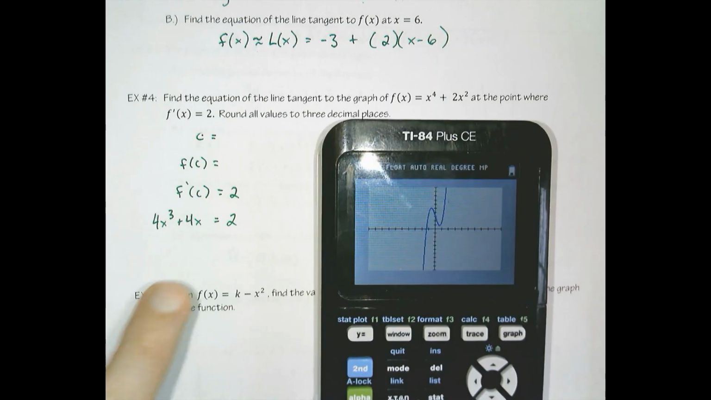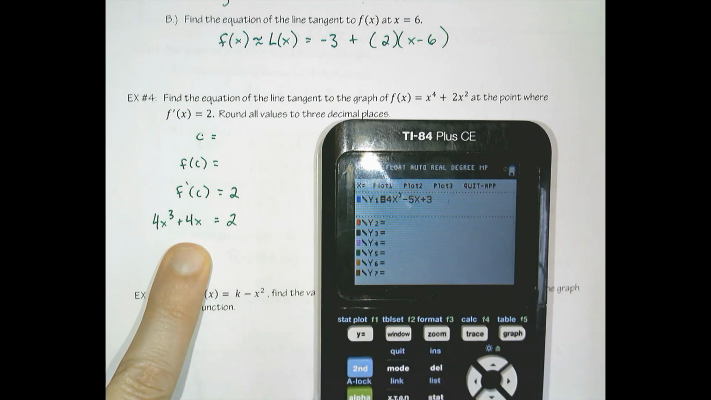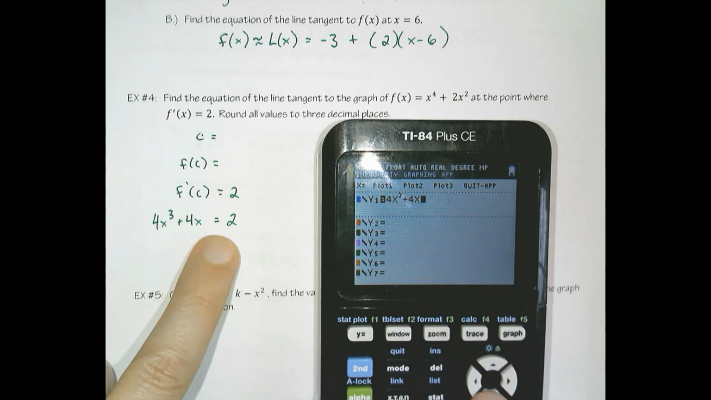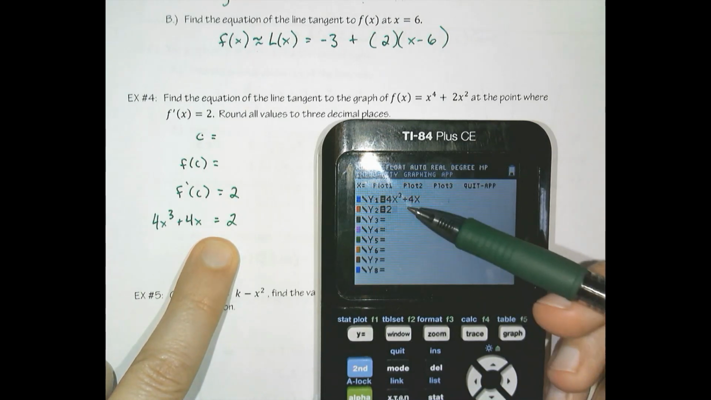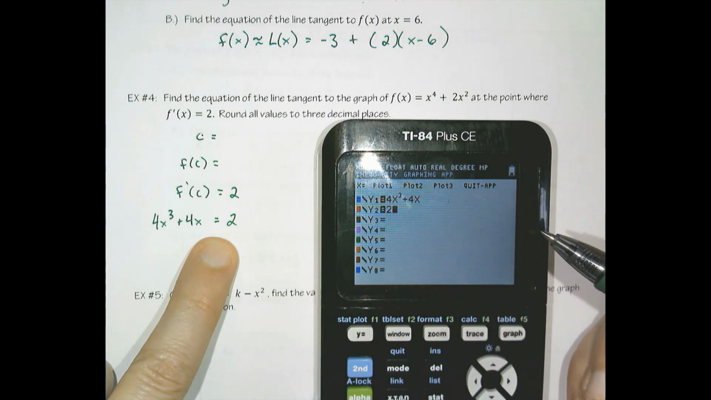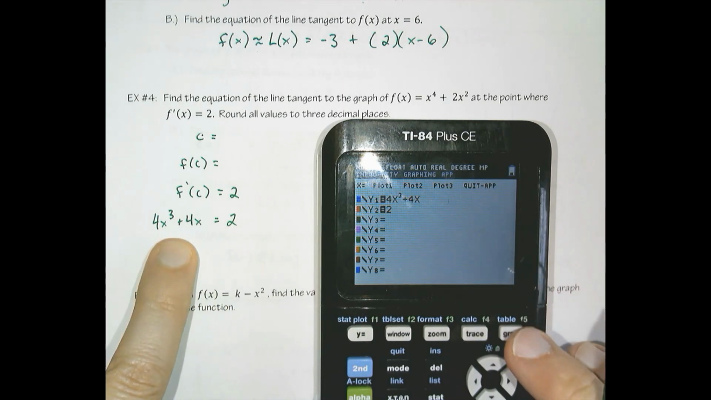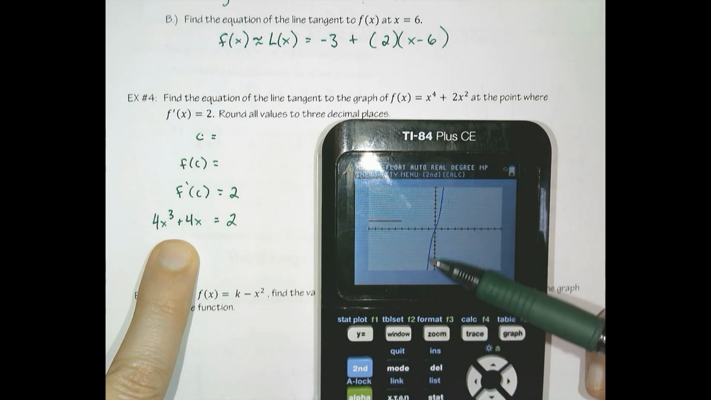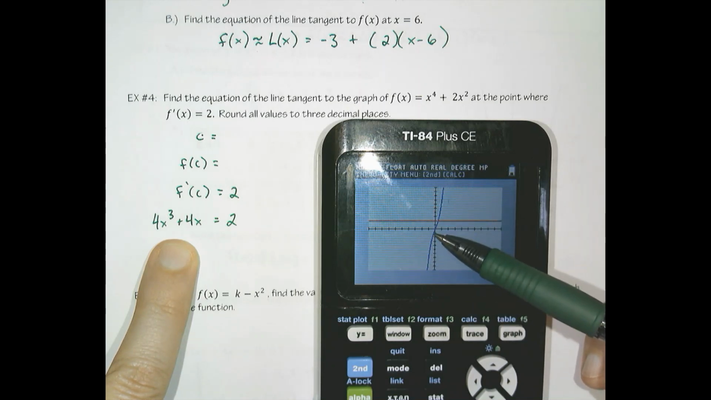I'm going to show you my preferred method, which is doing this graphically. So on the left side of the equation, we have one equation, and that's 4x cubed plus 4x. And on the right-hand side, we have the value 2. And we're going to look for where these two curves intersect one another, and that will give us the solution to the problem. So when I graph the equation, I should get a horizontal line at 2, and we can see that it does intersect the cubing function somewhere between 0 and 1.